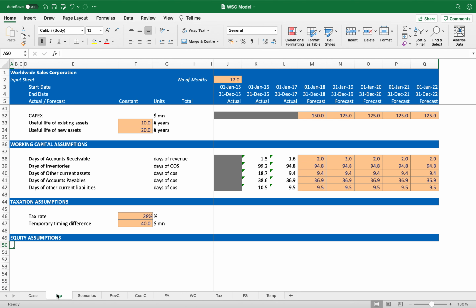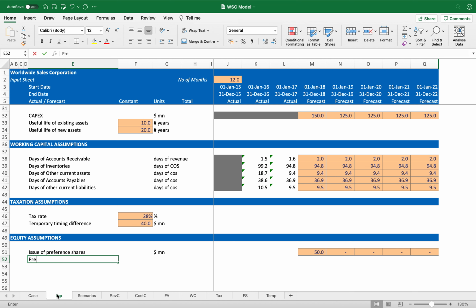Equity assumptions. Issue of preference shares, in millions of dollars, and you are given what? 50 million, and 0 after that. So 50 million, the company will issue preference shares in 2018.